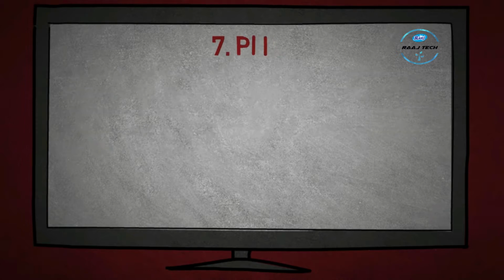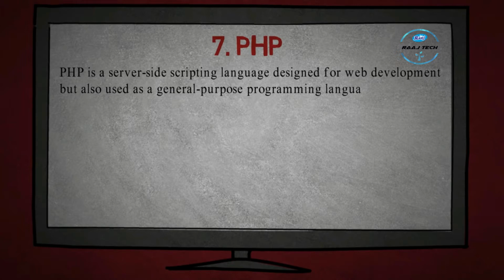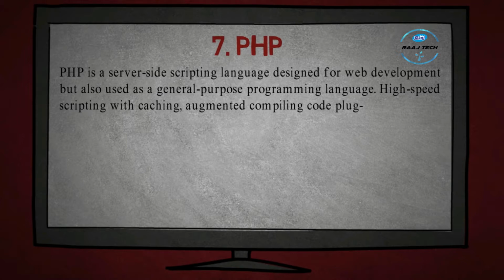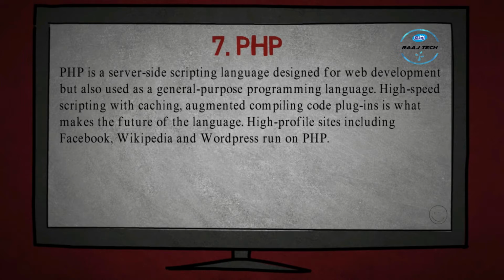Number 7. PHP. PHP is a server-side scripting language designed for web development but also used as a general-purpose programming language. High-speed scripting with caching and augmented compiling code plugins is what makes the future of the language. High-profile sites including Facebook, Wikipedia and WordPress run on PHP.